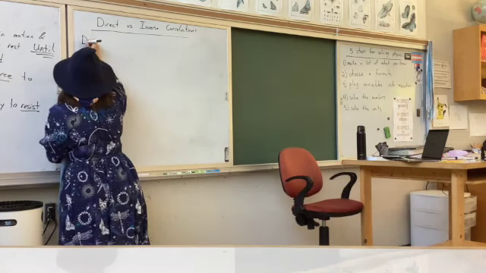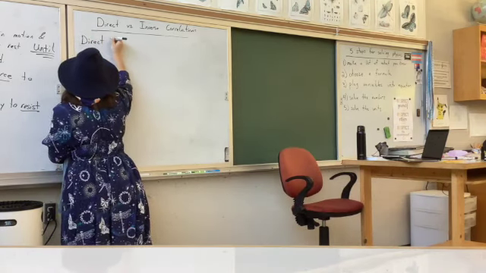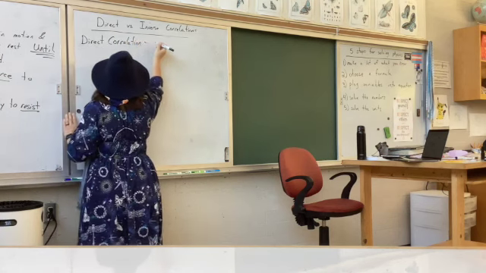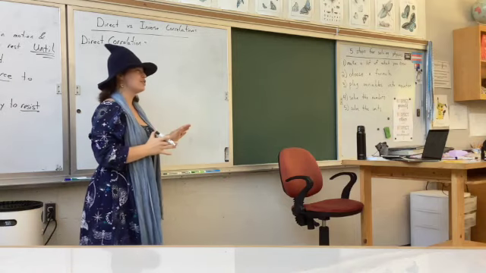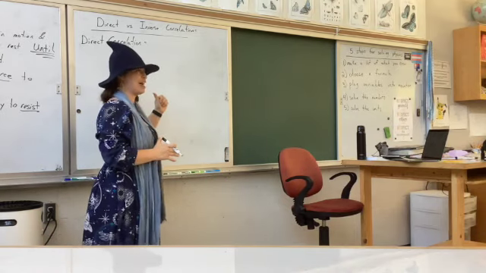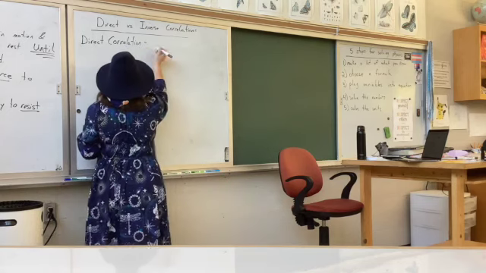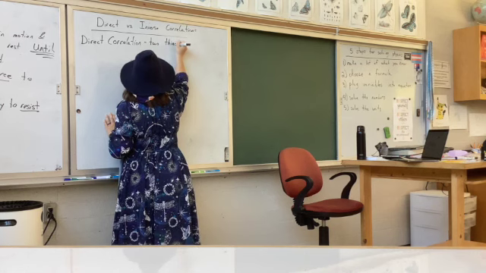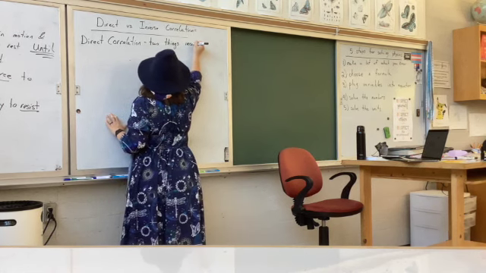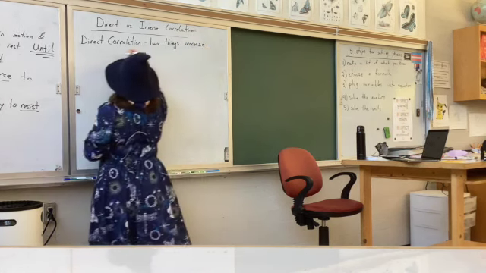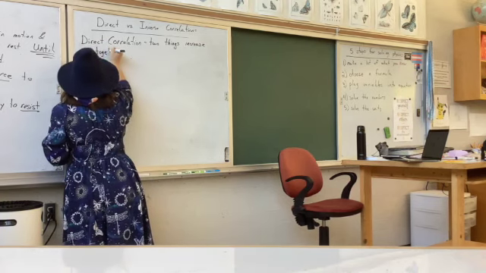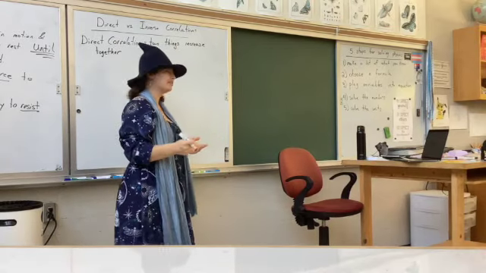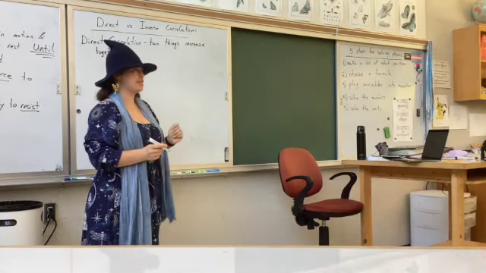So a direct correlation... Is this like a new topic? It's sort of a new topic, but we're going to tie it back in. It's a subtopic. Direct correlation means two things increase together. Can it be more than two things, or does it only have to be two things? You could have three things and compare two of them at a time. So direct correlation means two things increase together.